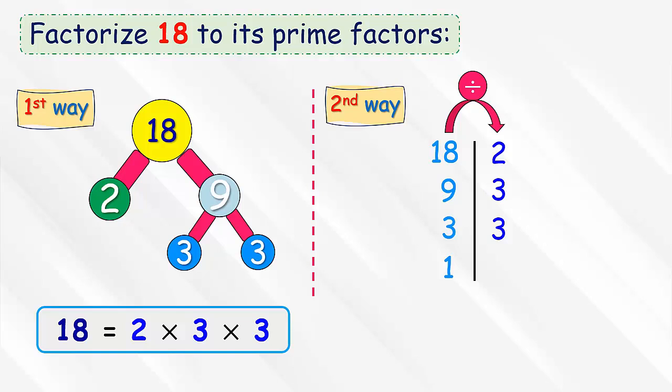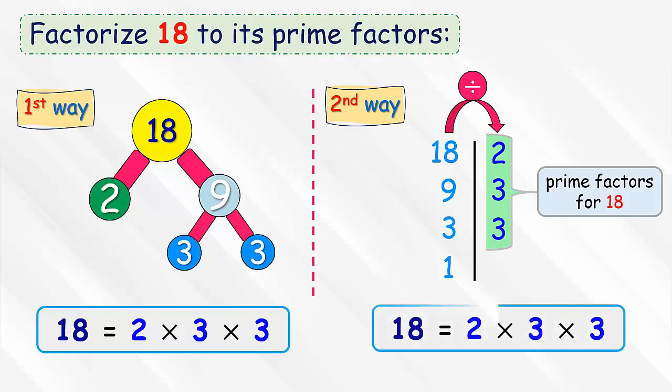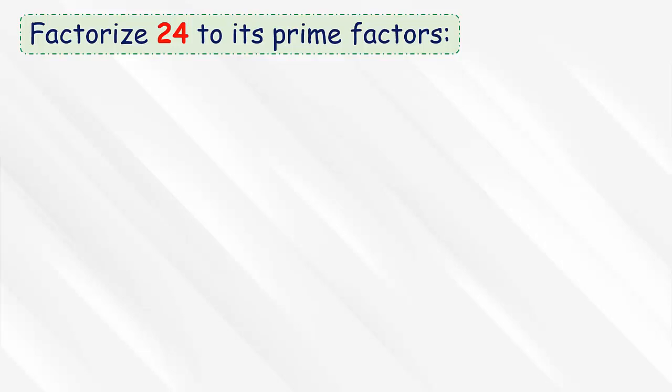And with this we have finished the factorization. The numbers that are written in this column are the ones that represent the prime factors of the number. So the factorization of the number 18 into prime factors is 2 times 3 times 3. And now let's try these methods on another number. The next number is 24.